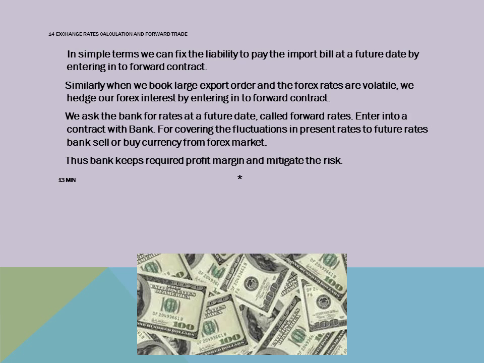We ask the bank for rates at a future date. These are called forward rates. We enter into a contract with the bank for covering the fluctuations in present rates to future rates. Banks sell or buy the currency from the forex market. Thus, banks keep the required profit margin and mitigate the risk.